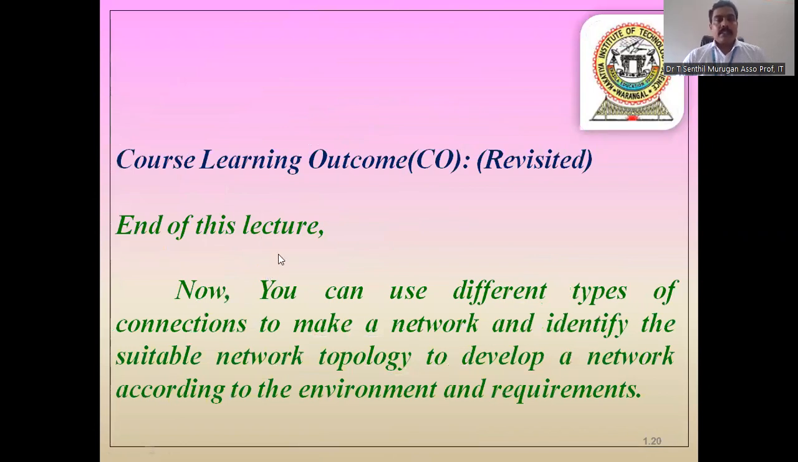So at the end of this lecture, the course learning outcome is revisited. Already we have discussed what outcome we are getting from this lecture. At the end of this lecture, you can now use different types of connections to make a network, for example, point to point connection or multi-point connection. You are able to identify which connection is suitable and choose the suitable network topology to develop a network according to the environment and requirements. We have four topologies. You can use whichever topology is suitable for your requirements.